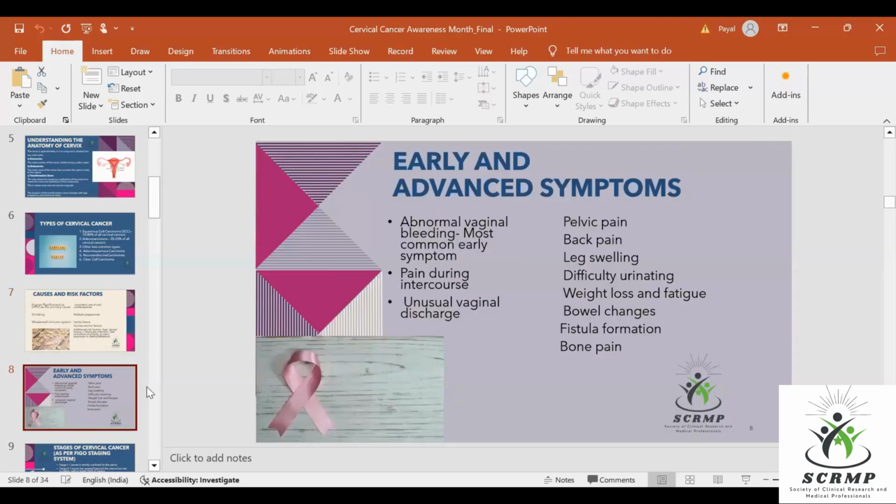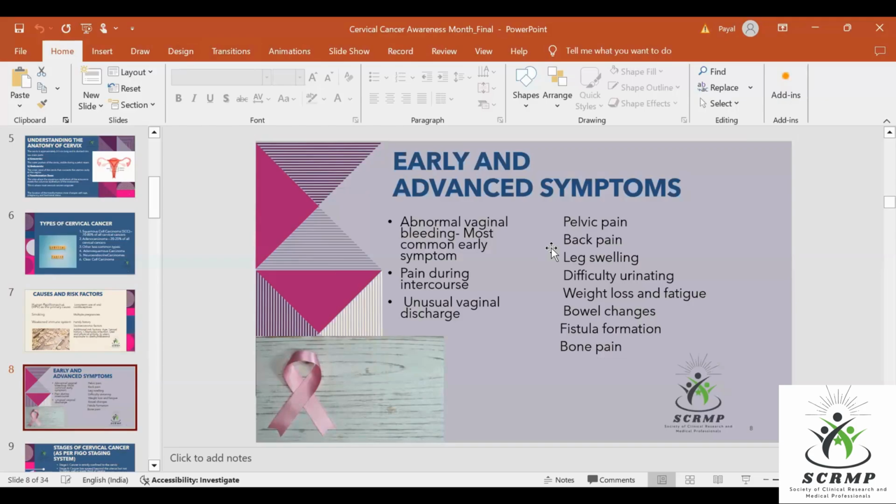Now, coming to the early and advanced symptoms, how do you know? Because any woman will first have symptoms, and only then will she have a doubt in her mind about whether she could have cervical cancer. So the most common early symptom of cervical cancer is abnormal vaginal bleeding.